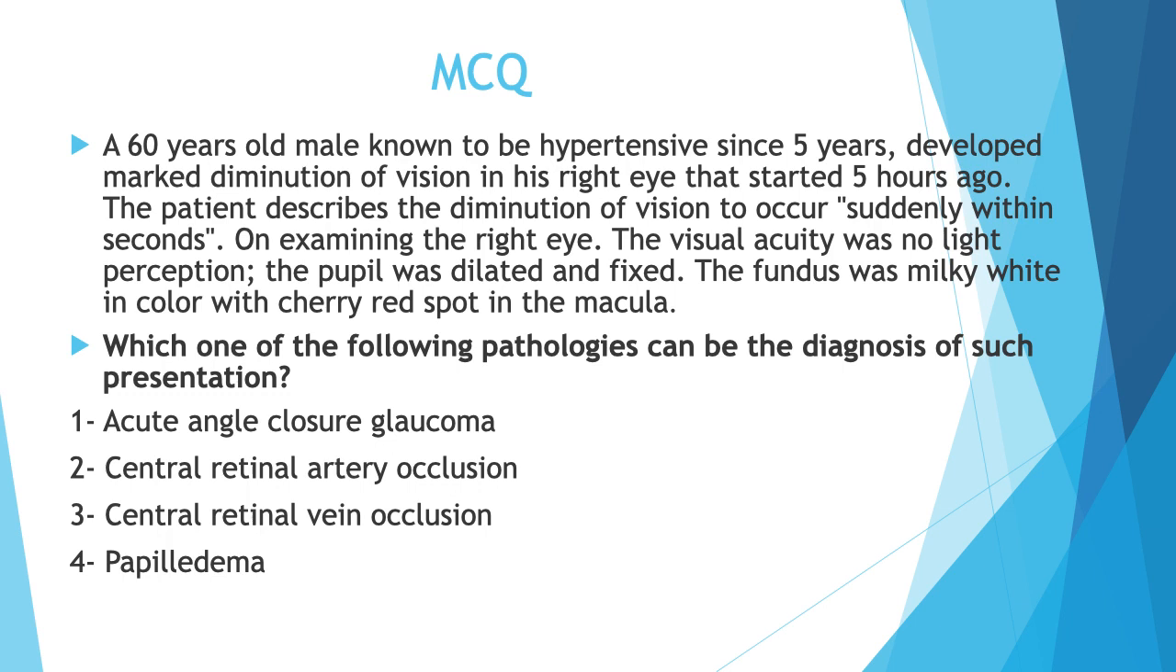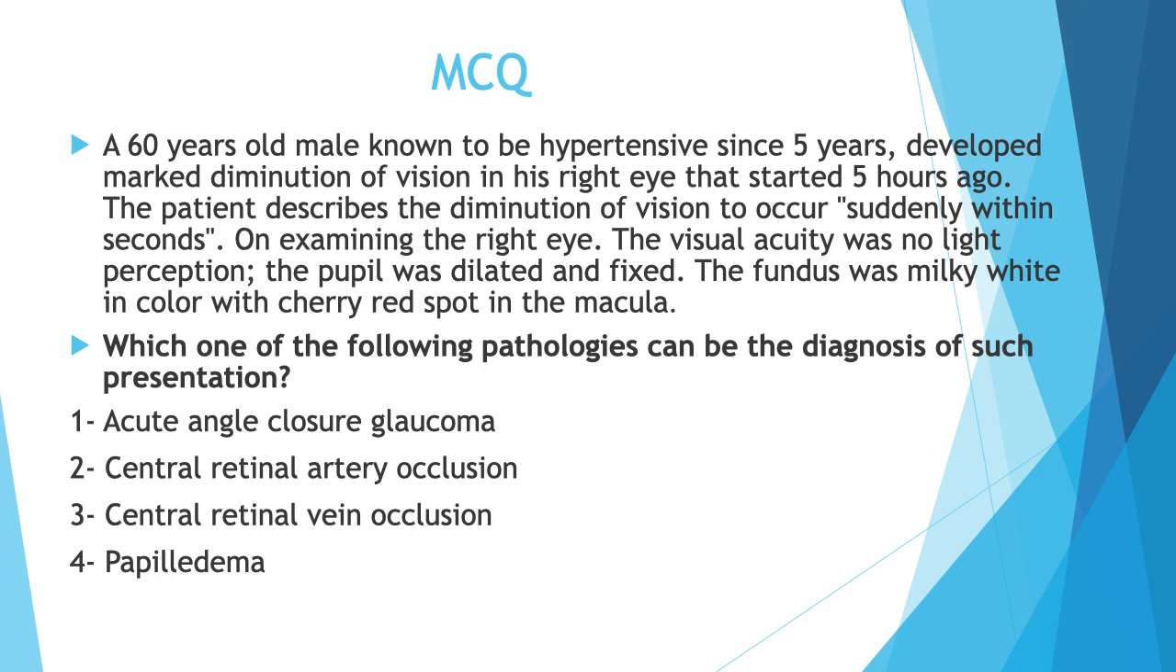Second question in the form of a small problem we need to resolve: a 60-year-old male known to be hypertensive for 5 years. He developed marked diminution of vision in his right eye, started 5 hours ago. The patient described the diminution of vision to occur suddenly. It means he opened his eye, the second he doesn't see anything, and on examination the visual acuity was no light perception, he's not seeing anything, pupil dilated, non-reactive, and the fundus is milky white with a cherry red spot.